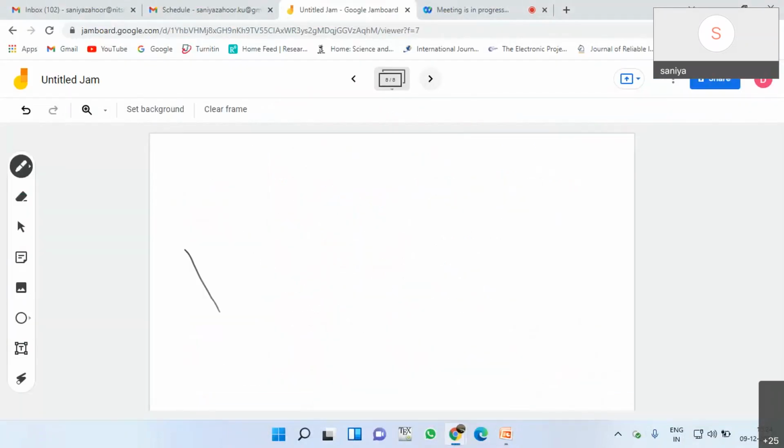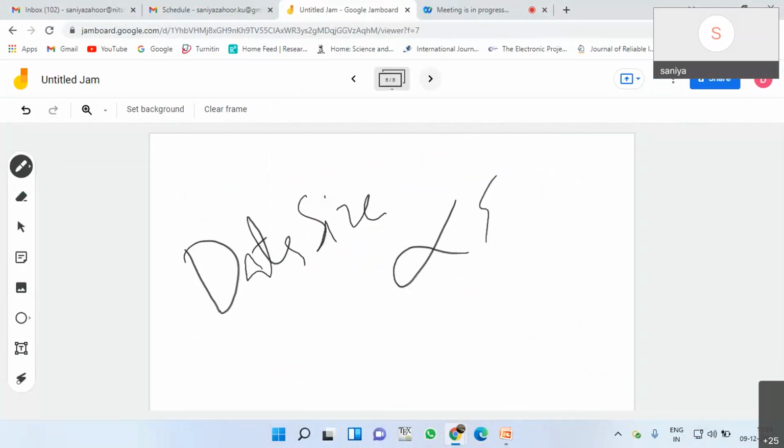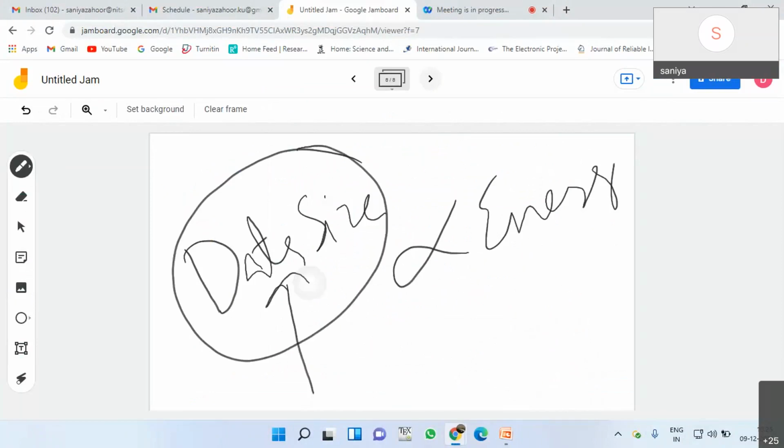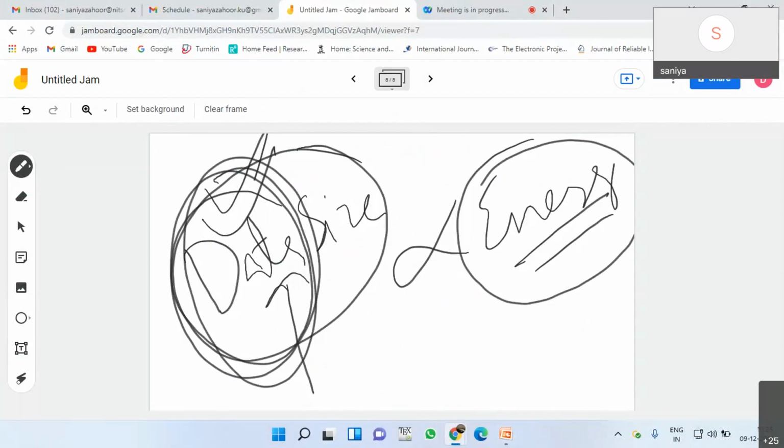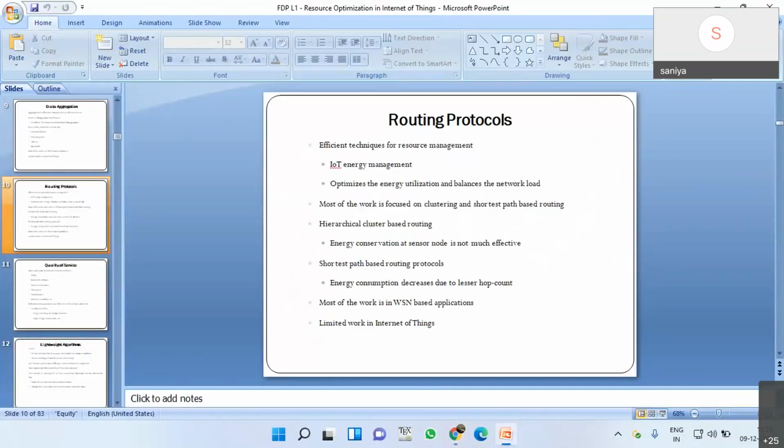Basically there is a relation between the data and the energy. Data size is directly proportional to the energy consumption. Like if you have a lot of data, you are processing a lot of data, the energy consumption will be more. So if you are managing this data, the energy will be managed. So if I talk about the routing protocols, they focus on how to process this data, and accordingly they can manage the energy. There were papers that focus on this.